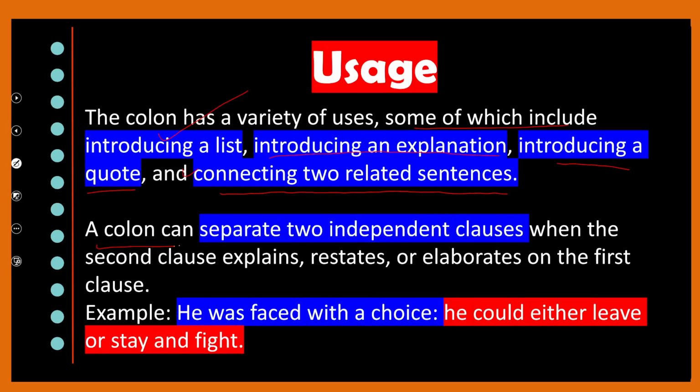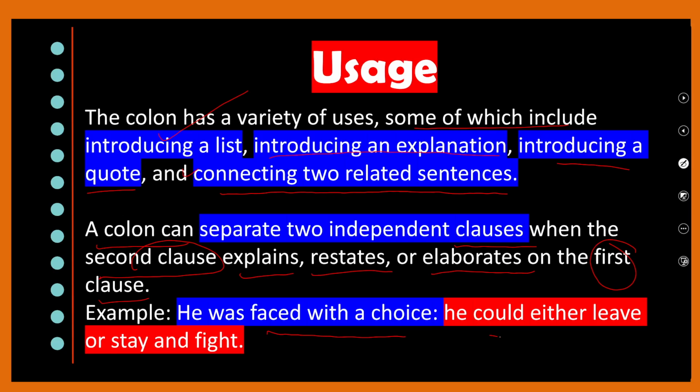Now, a colon can separate two independent clauses when the second clause explains, restates, or elaborates on the first clause. Let's look at an example over here. He was faced with a choice: he could either leave or stay and fight.